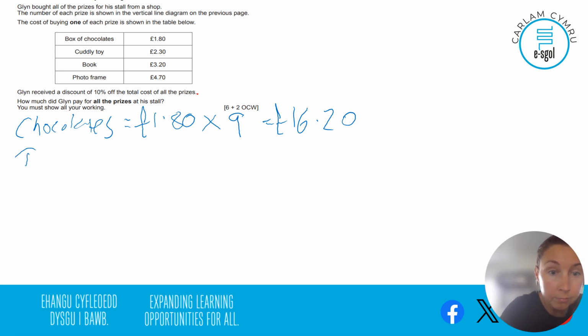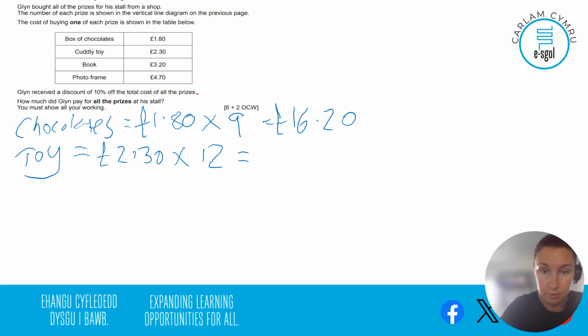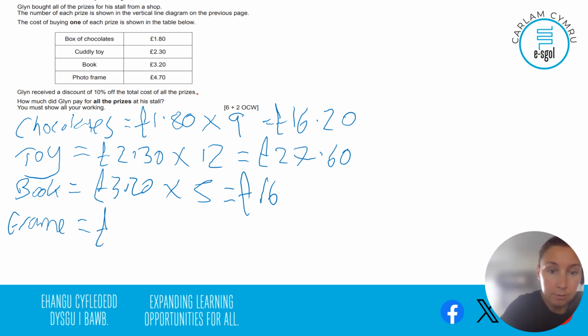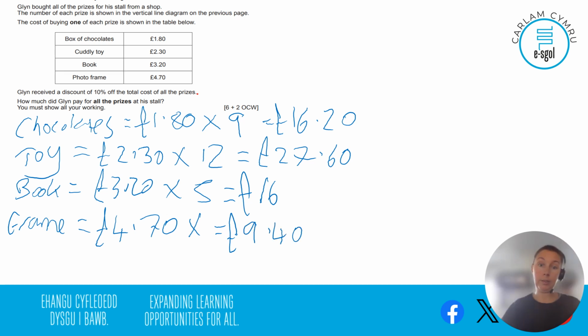So then we've got, I'm going to write down toys, or toy here. That's £2.30 each. And he bought 12 of them. Use your calculator. Total is £27.60. Next would be the books. The books cost £3.20 and he bought 5 of them. So the total is £16. And lastly, I'll just put frame down here. They were costing £4.70 each. He's bought 2 of them. And that comes, use your calculator, to £9.40.